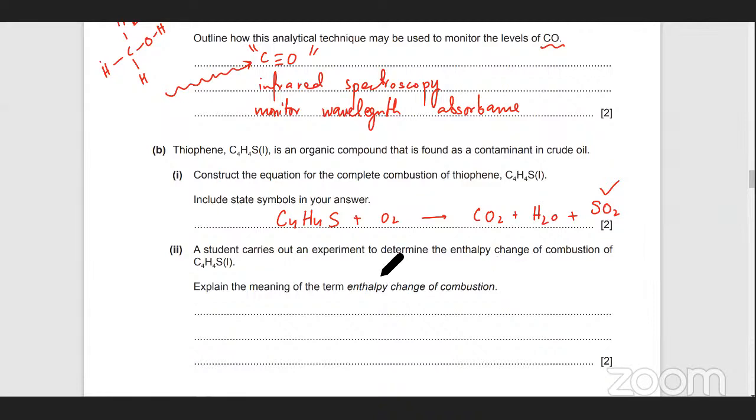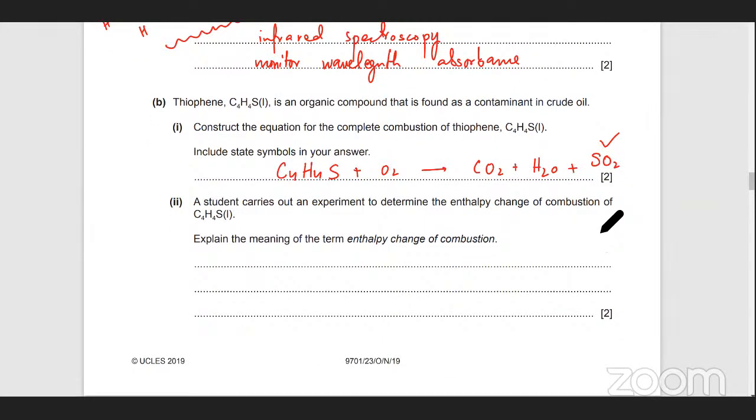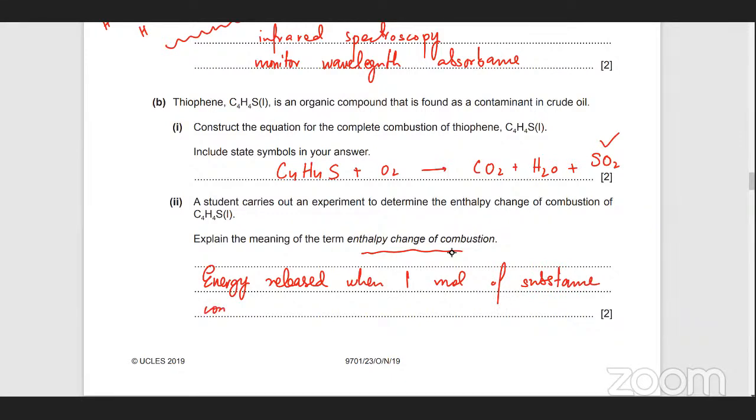Achha, next is a student carries out an experiment to determine the enthalpy change of combustion of this thing. What is meant by the term? What's the definition of this? When 1 mole of a substance is completely burnt in excess oxygen. अच्छा, पहले तो बताओगे it's exothermic होता है. Energy released, ठीक है, when 1 mole of substance completely burns in excess oxygen.